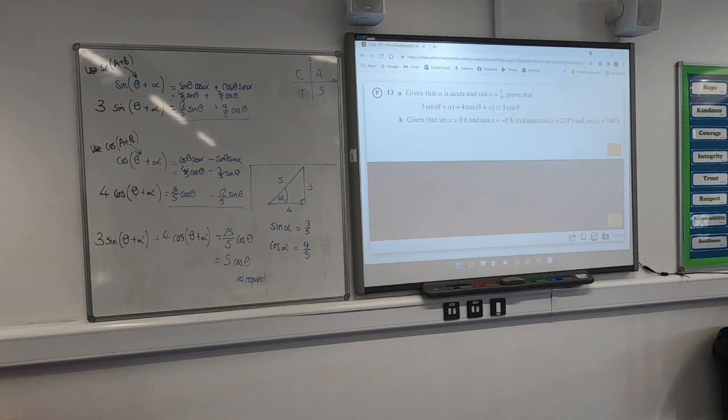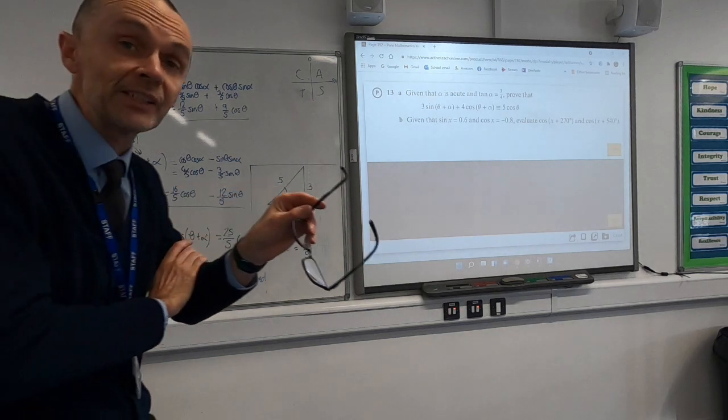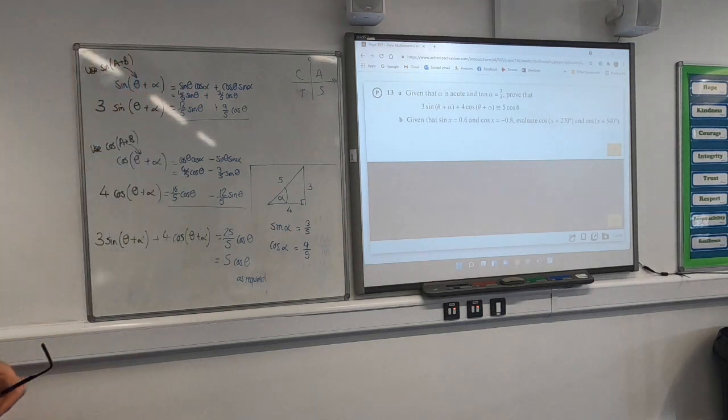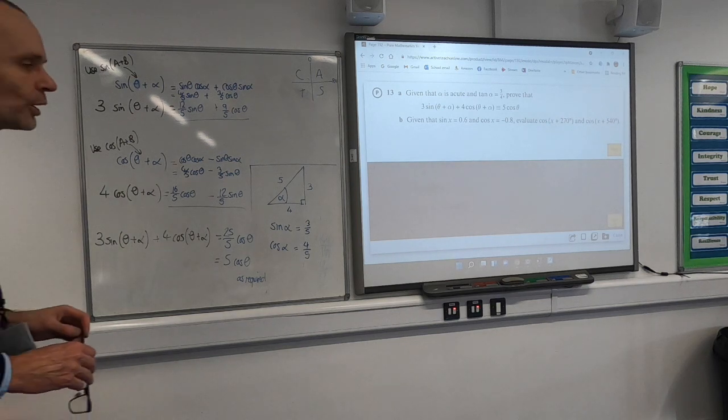So there's a couple of examples of use of the sine A plus B, cos A plus B, sine A minus B, cos A minus B, and there's a tan version as well. We haven't used the tan at all, but it's there on the formula sheet. And this crops up regularly. It's not an uncommon thing.